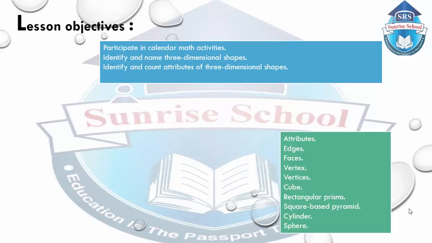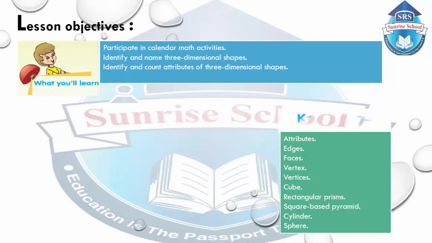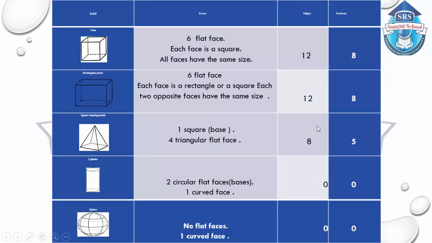Hope you're all well. Our lesson today is about how to identify and name three-dimensional shapes, or 3D shapes, and how to identify and count attributes of three-dimensional shapes. Let's start together. Here are solids, or 3D shapes.